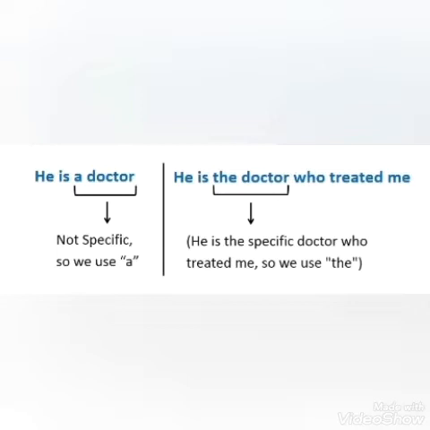Now in the other condition, he is the doctor who treated me. Now there is something that is specific about that doctor. "Who treated me" is representing something special about the doctor. That's why we are going to add the article "the" here. I hope you all have understood the difference between the article "a" and "the". With a specific thing and something specific about the thing, in that condition use "the".